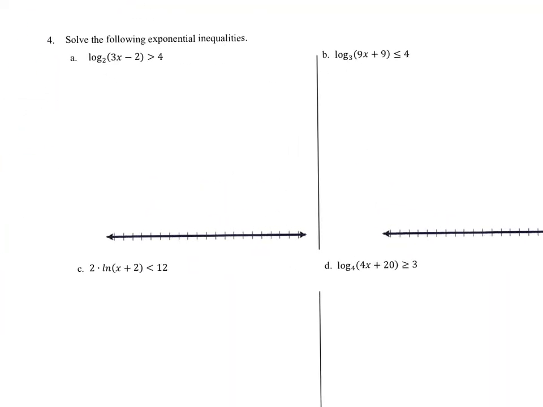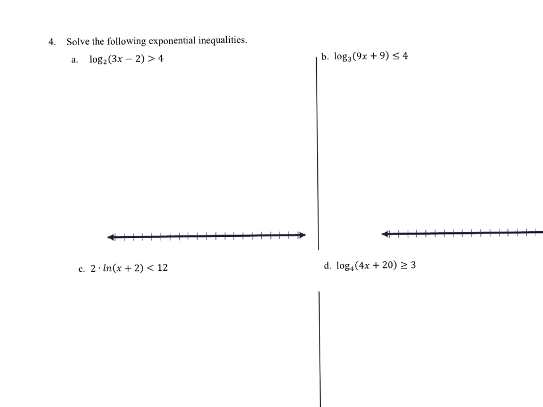So let's go on to the next page here. We're doing some inequalities here. So what we're going to do is treat this just like we would an equation. Okay. Now we have log base 2 of 3x minus 2 is greater than 4. We can't exactly do our loop-de-loop trick, so we're going to use our other trick of saying, okay, well, let's raise both of these sides to 2.